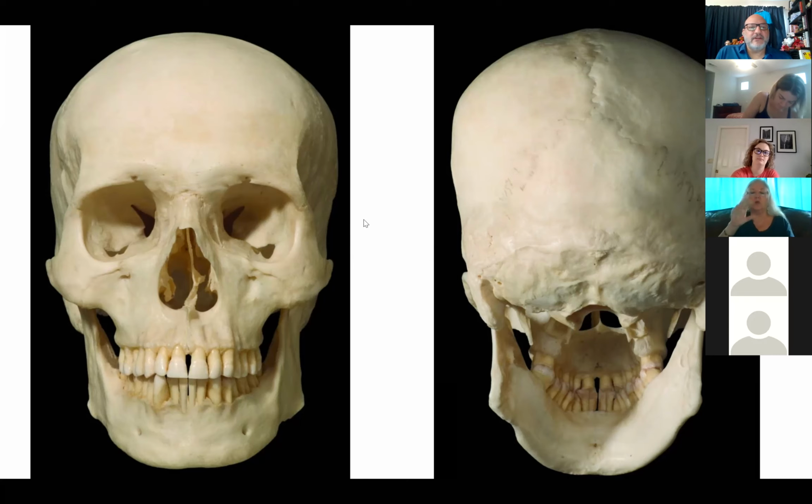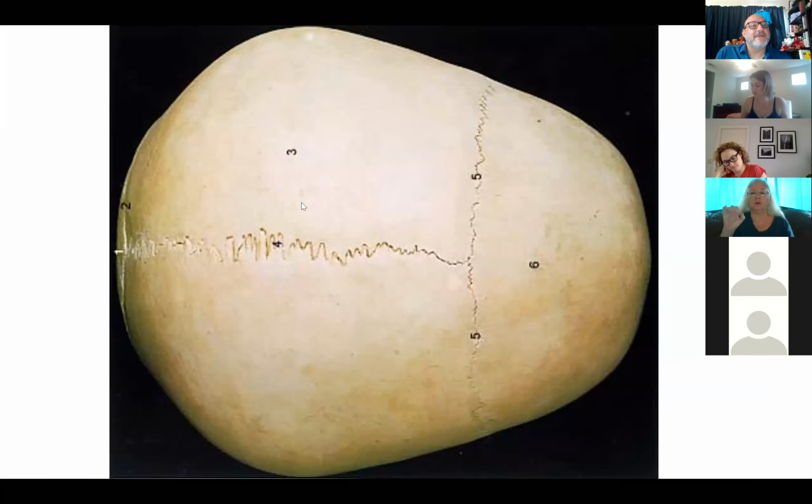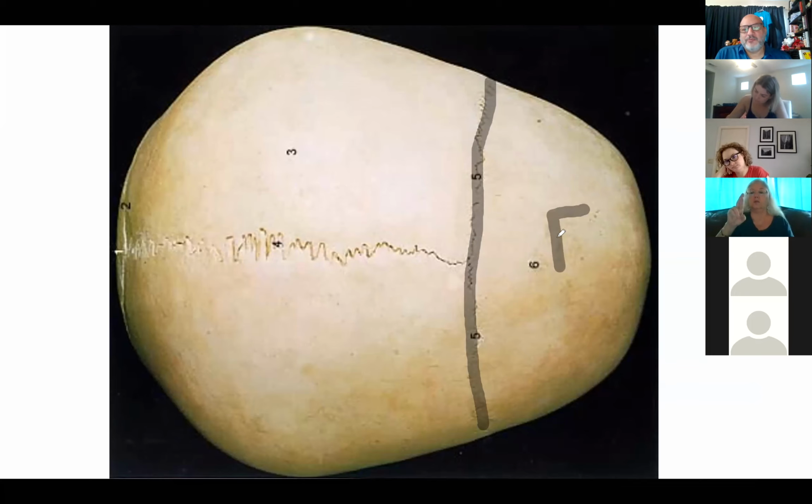The next one is the coronal suture. Coronal suture, we can kind of see from this view here. If you think of the coronal plane of section, like a frontal plane of section, that would be along this line here. So notice the coronal suture is between the frontal bone and the two parietal bones.